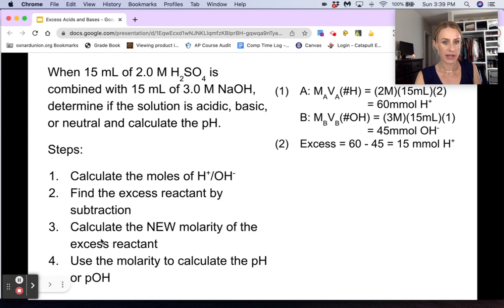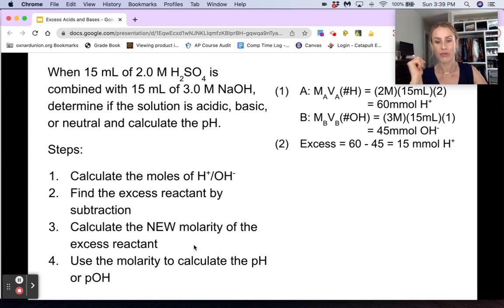Third step is I want to calculate the new molarity of the excess reactant. Now again, molarity is number of moles over number of liters, or in this case, because I have millimoles, I can put that over milliliters, and then I can find my new molarity. However, one thing we have to take into account here is that our volume has changed. It's not 15 milliliters anymore because I've added two 15 milliliters together.